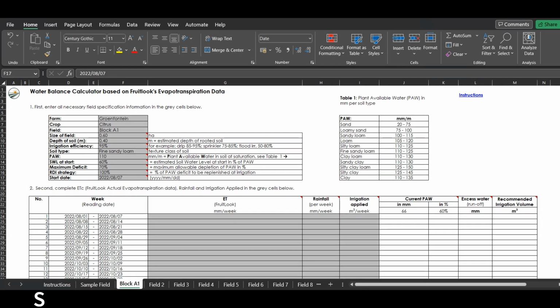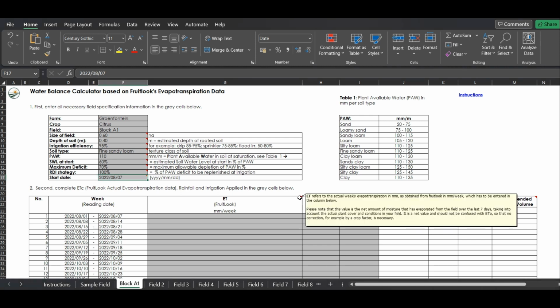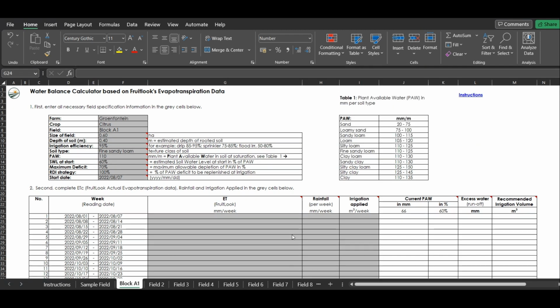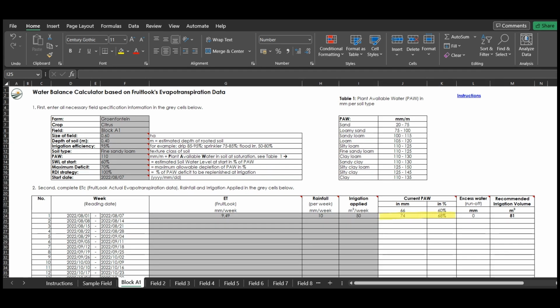Step 4. Enter the amount of evapotranspiration, rainfall, and applied irrigation for the week of 1 to August 7th. Evapotranspiration, or ET, denotes the actual weekly evapotranspiration as obtained from FruitLook in millimeters per week. This field's evapotranspiration was 9.49 millimeters, and it received 10 millimeters of rain and 50 cubic meters of irrigation water during the past week. From the 60% water level as our starting point, the addition of rainfall and irrigation and deduction of evapotranspiration left the plant available water at 68% or 74 millimeters.